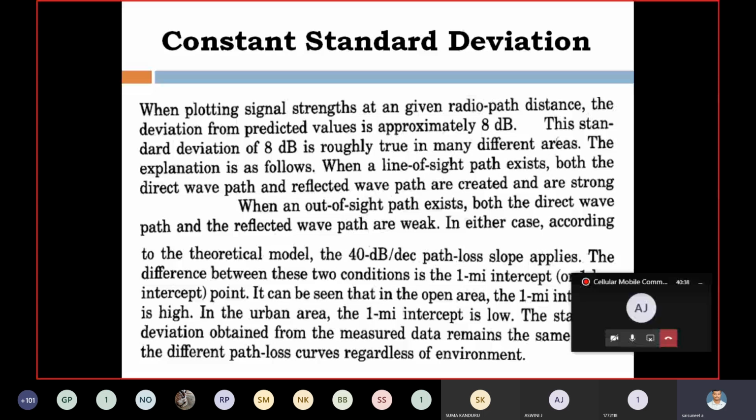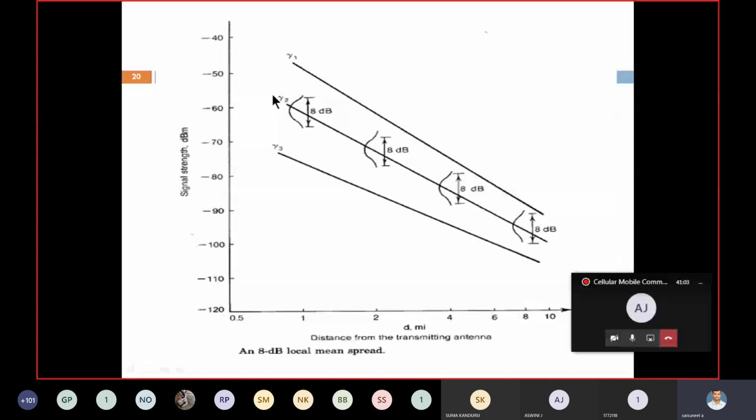Suppose I have to consider any human structure, either open area, suburban area, or urban area. Here we are getting a maximum constant standard deviation of 8 dB. Gamma 1 is the path loss for open area, gamma 2 is the path loss for suburban area, and gamma 3 is the path loss for urban area. The maximum difference between these three is 8 dB in constant.